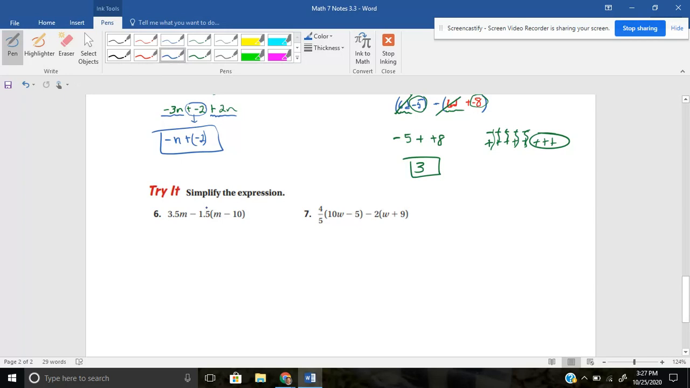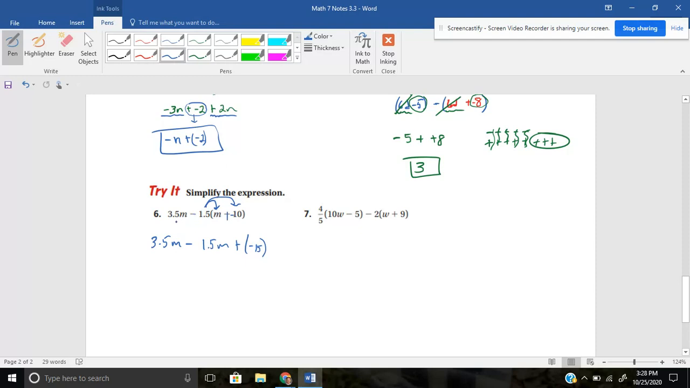Okay, here I'm going to distribute. So I have negative 3.5m minus, I brought all this down in my problem, 1.5 times m is 1.5m, and 1.5 times negative 10, so plus, that's going to give me a negative 1.5 times 10 would be 15. Again, I had that positive times a negative. That's how I got that negative.